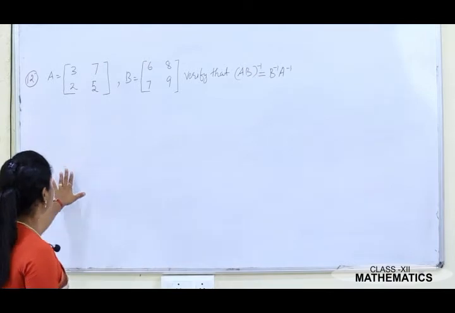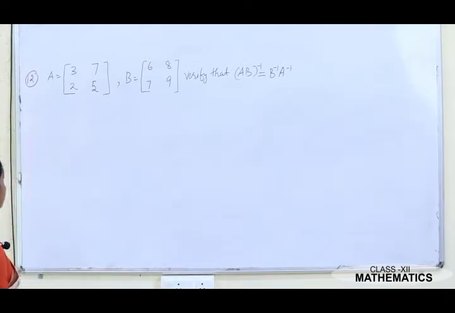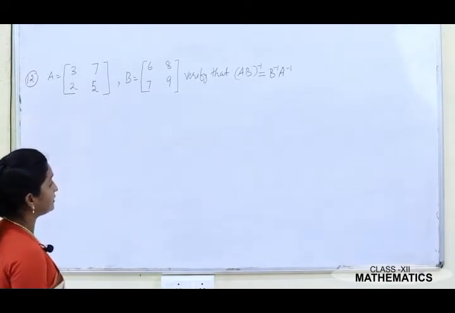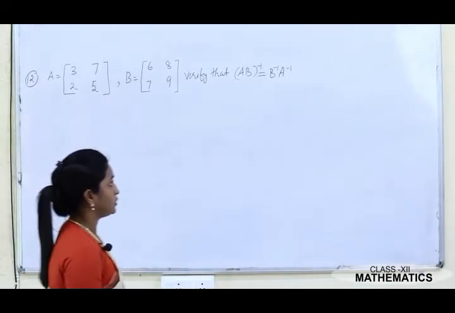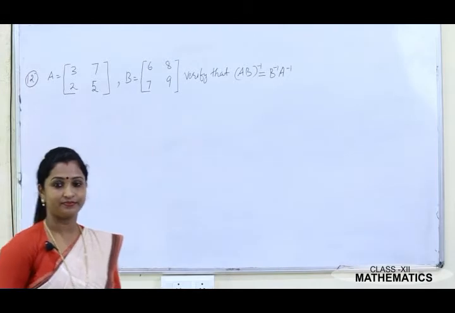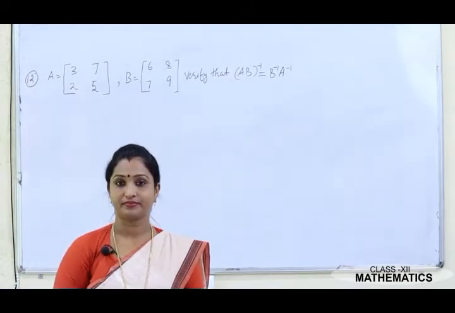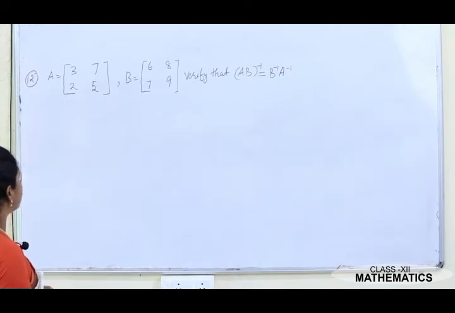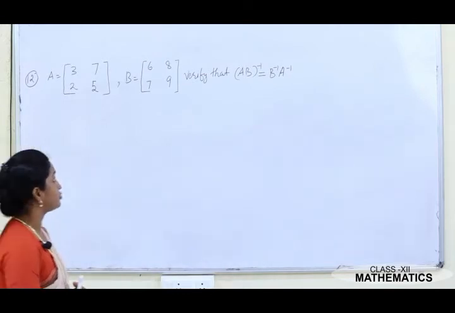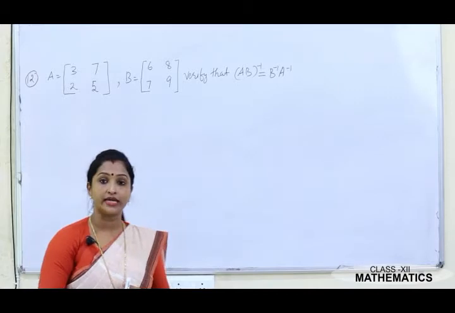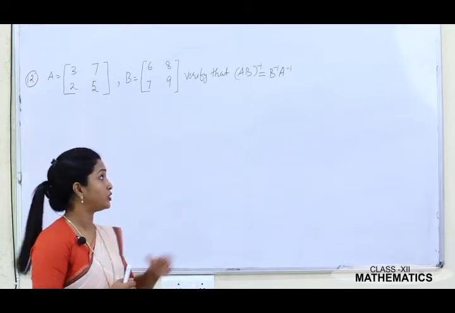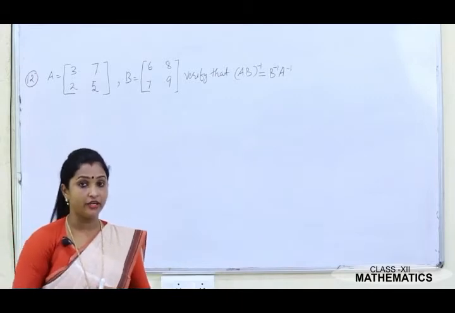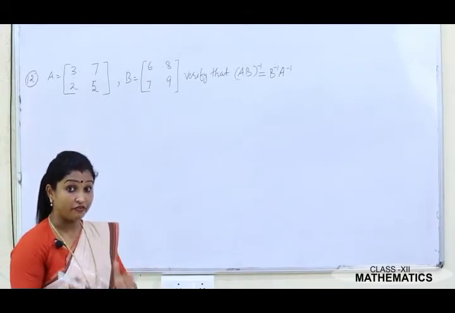Look here, 12th question. A is equal to [[3, 7], [2, 5]] and B is equal to [[6, 8], [7, 9]]. You have to verify that (AB) inverse is equal to B inverse A inverse. Just now I have explained that result, so you have to verify that result here.